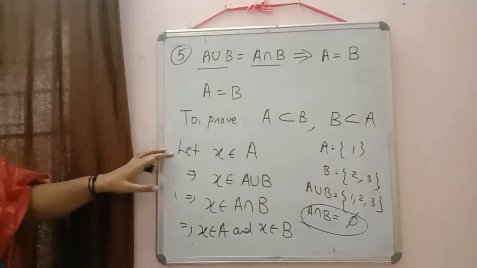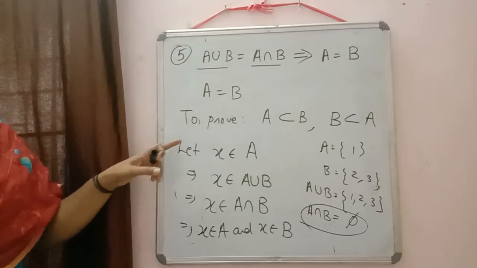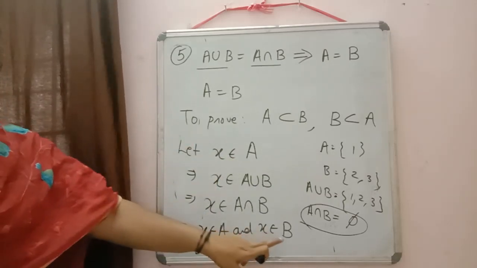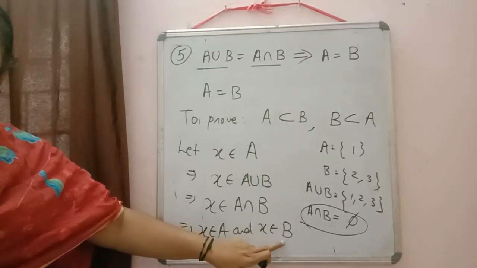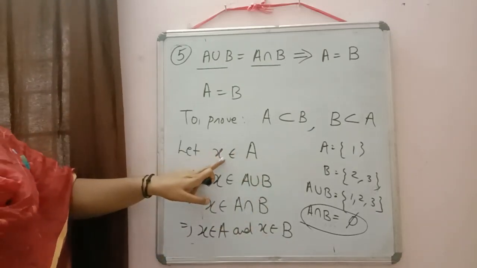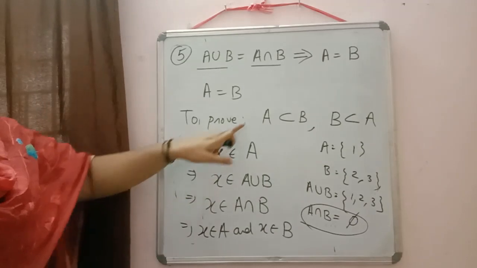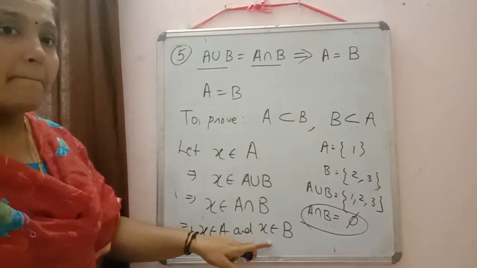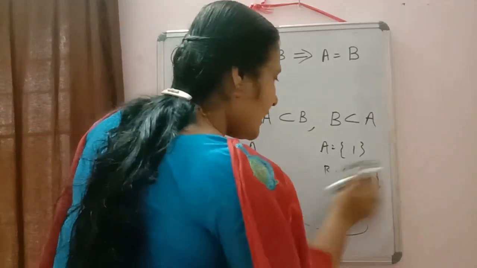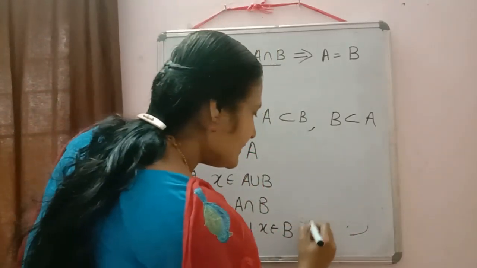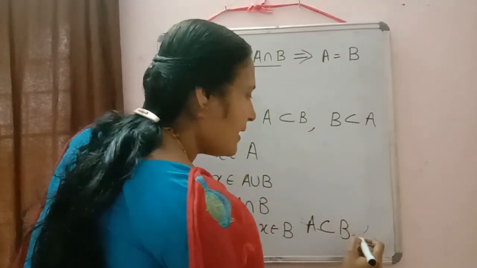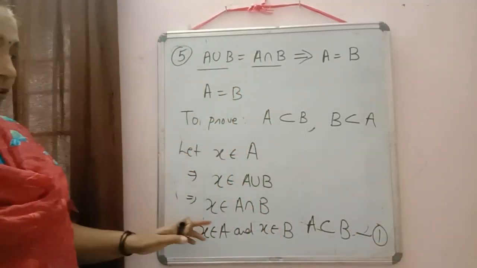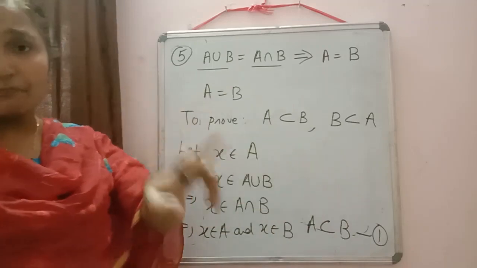What we have taken first? We have taken X belongs to A. And in this step what we are getting? X belongs to B also. We took an element X which is there in A, and we got that element X is there in B also. So what we can say? A is a subset of B. Make it equation 1. So from here we proved A is a subset of B.